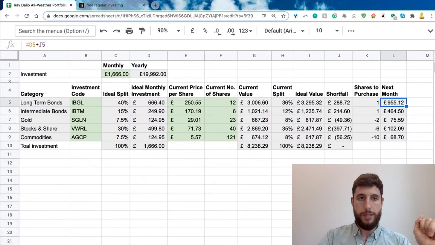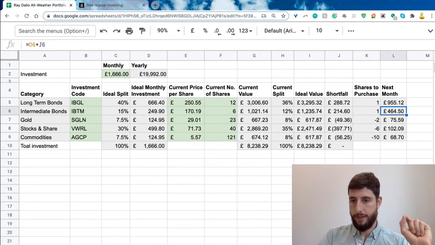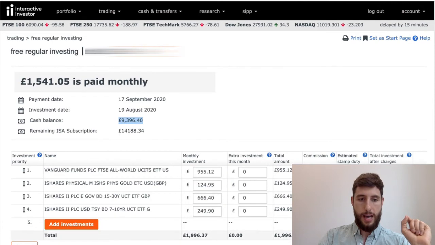That was our first update. Let's look at the next one, intermediate bonds. Okay, it's saying ideal value is £1,235. We've currently got £1,021. That's a shortfall of £214. Current price per share is 170, so we want to buy one more share. So we can increase our ideal monthly investment from 249.90 to 464.50.